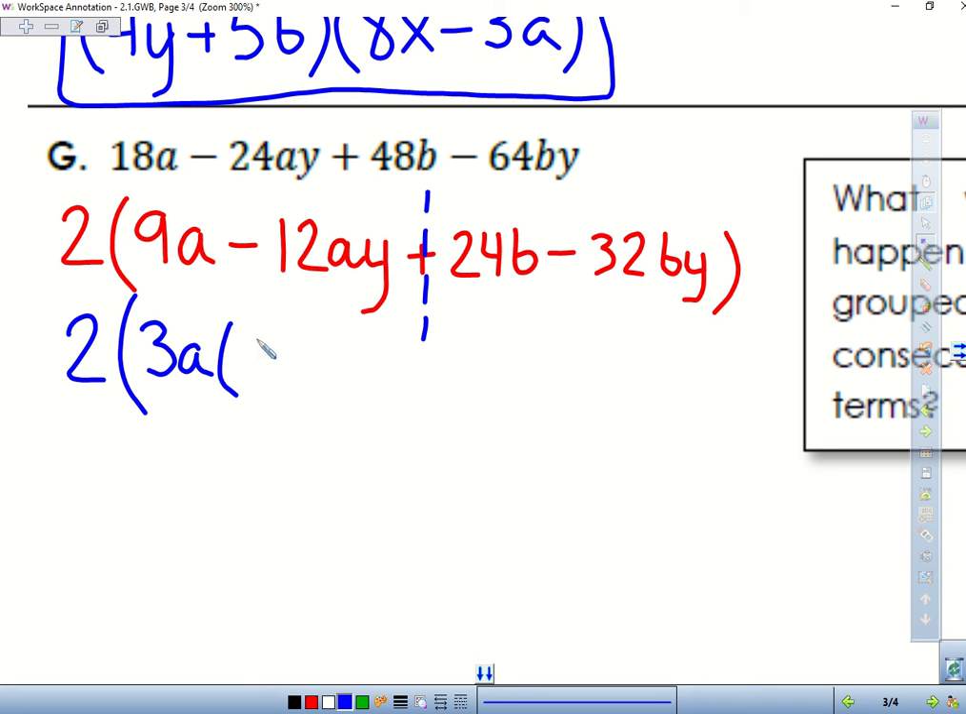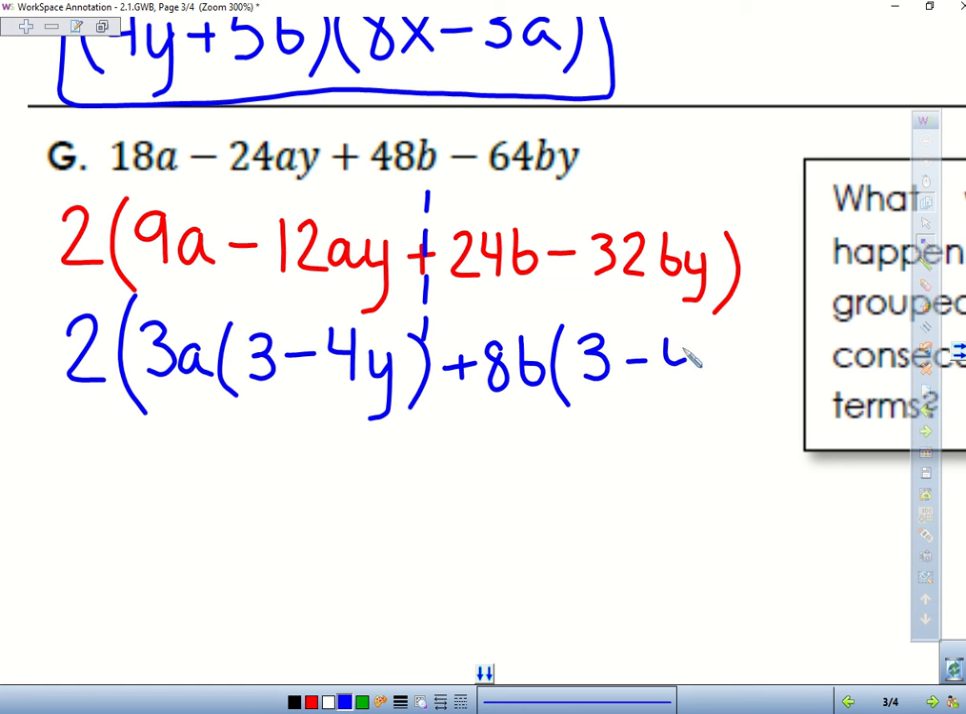Thank you. What are we left with? 3 minus 4y. Good. And what can I take out over here? 8b. Good. Which leaves me with 3 minus 4y. So does everyone see how we got that?